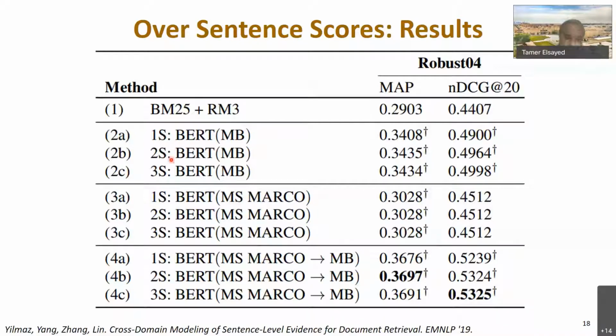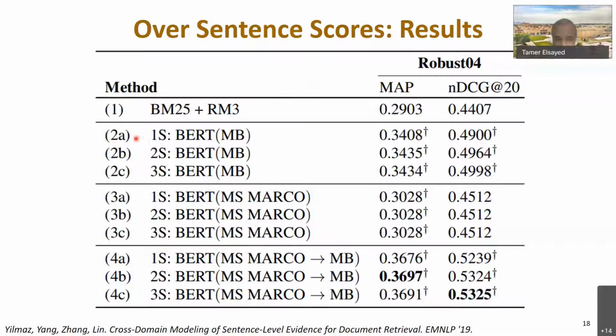Then another thing is this number 1s, 2s, 3s. That means one sentence, two sentences, three sentences. So 1, 2, 3 is the number of the top sentences that we will consider. We remember that we said that the document has multiple sentences. We will score every sentence separately, and then we take the top n scored sentences. N here is 1 or 2 or 3. Okay, so these are the numbers that we have here.